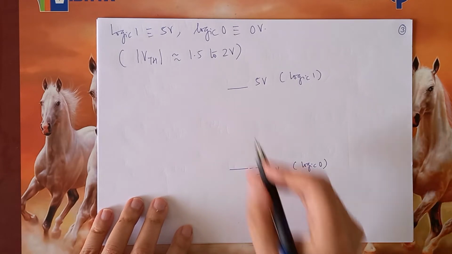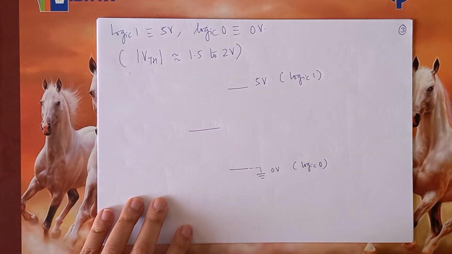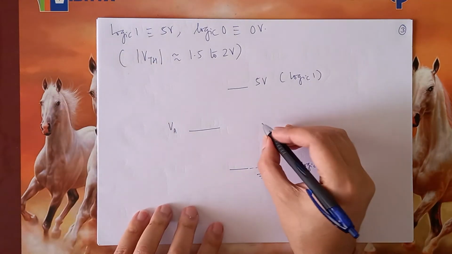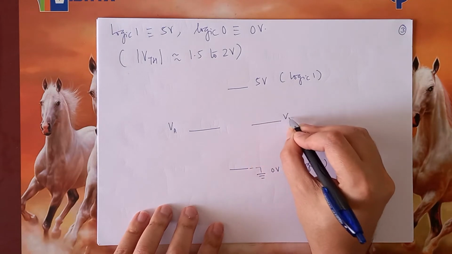Now let us say I have some input, let me call it VA. Let's start with first things first. Let's say we have something very simple, that is a single voltage input, and the system is also having a single output VY.